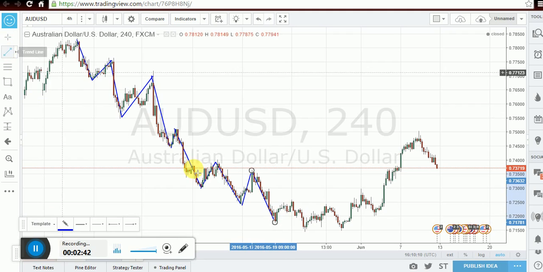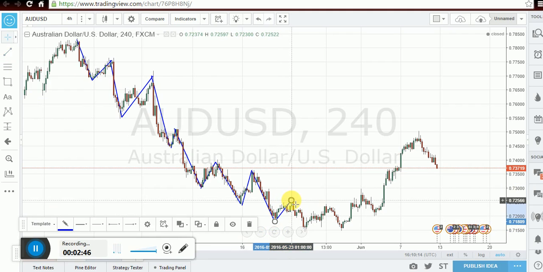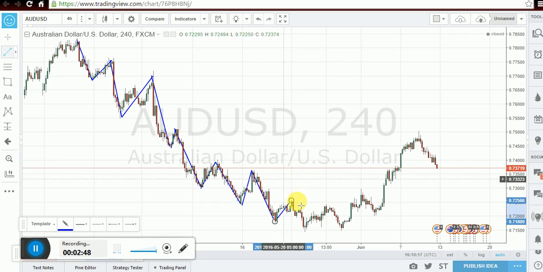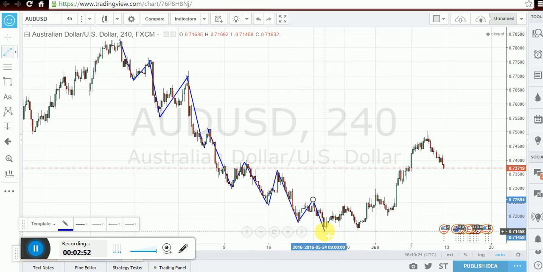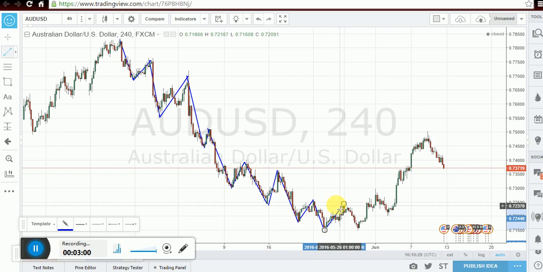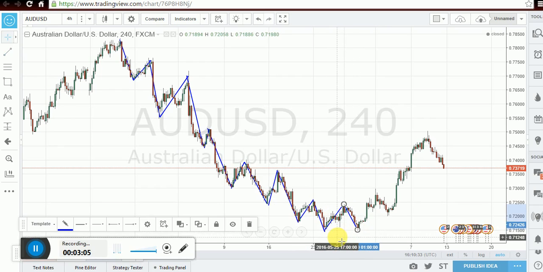So we had another new structure low, followed by a retracement, another new structure low. Oops, let me just move my... Followed by a retracement. And then the market came back into the previous structure, but we didn't break it. So at this point, the market formed a double bottom.